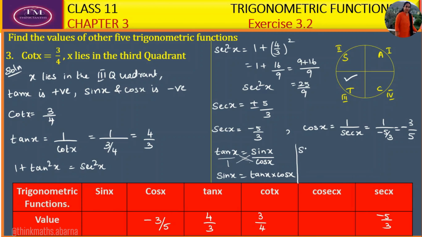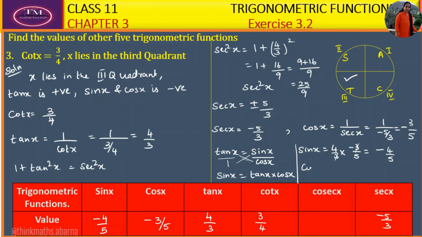So sin x equal to, what is tan x? Tan x is 4 by 3, into, what is cos x? Cos x is minus 3 by 5. So plus into minus is minus. This 3 gets cancelled. So it is 4 by 5. So sin x is minus 4 by 5.